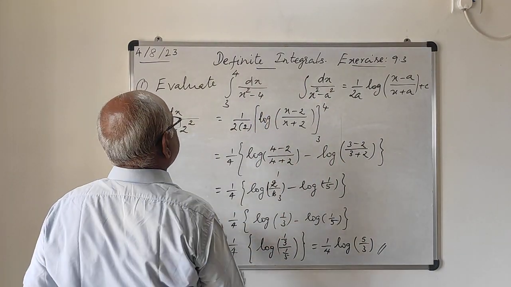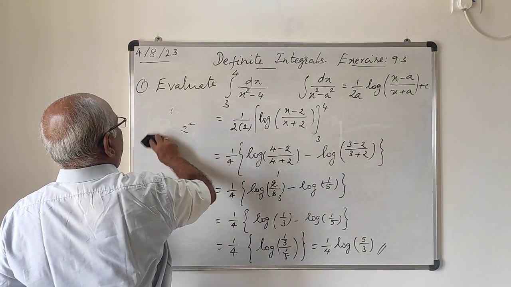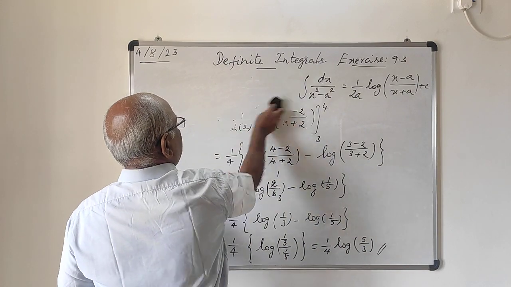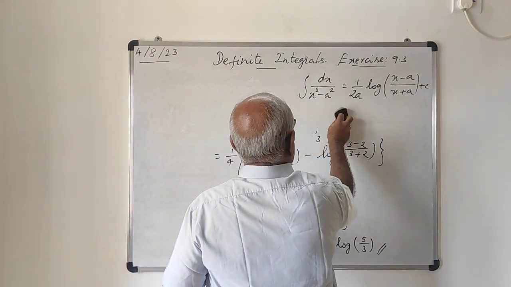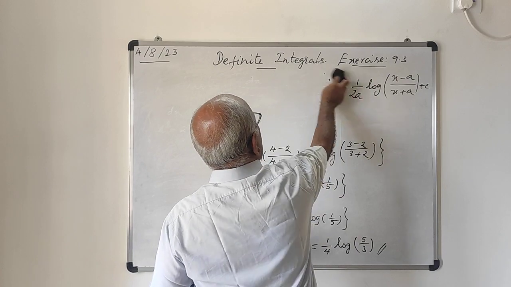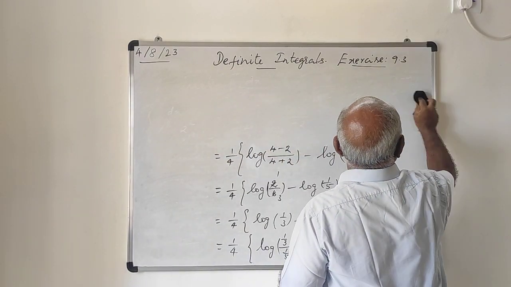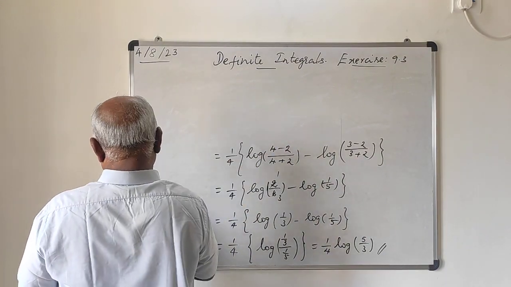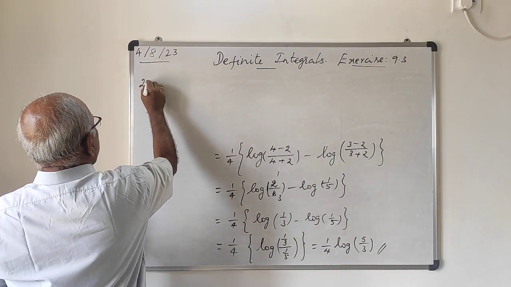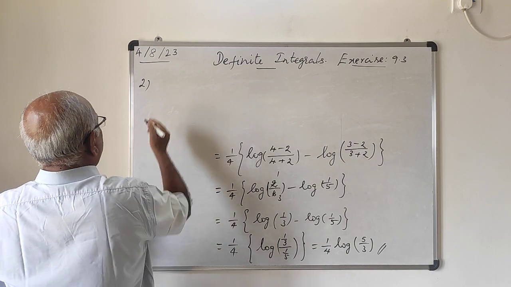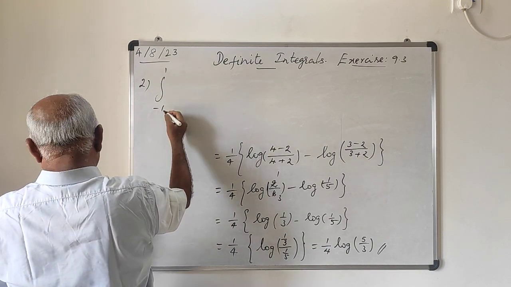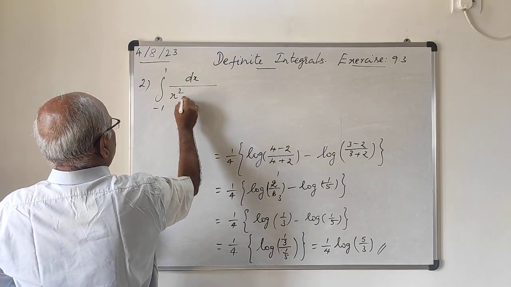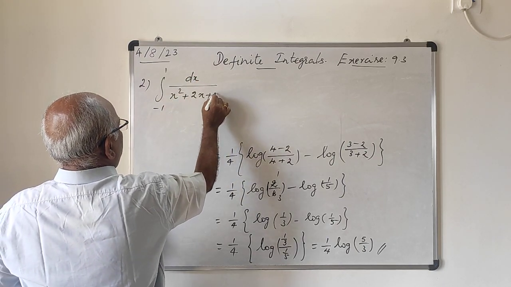Next, the second one. Just remember the results, then only will the problems be easier to solve. Evaluate the integral from -1 to +1 of dx by x square plus 2x plus 5.